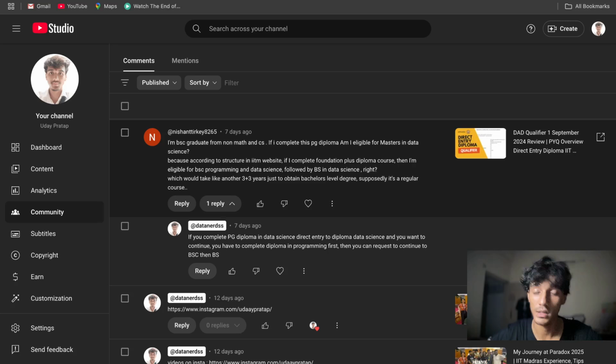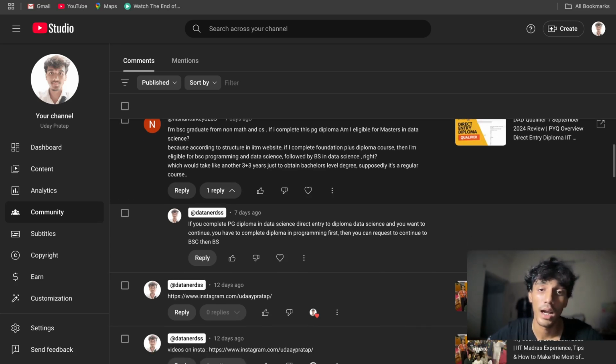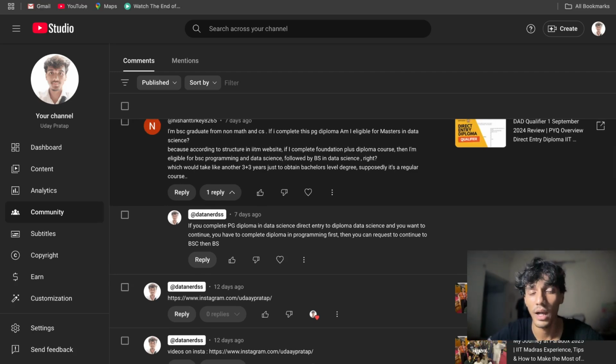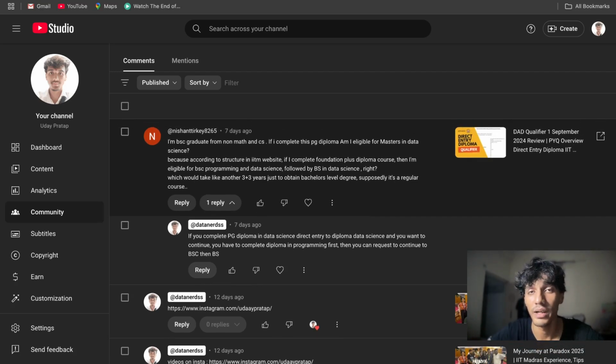That is, first complete a diploma in data science. It will take 3 terms, which is 1 year, and then diploma in programming 1 year as well, then BSc 1 year and BS. Most students complete BSc and BS in 1 term only. So you have to at least give 2 to 3 years to this, then you can do masters in data science. There is no problem in that. And if you're already a BSc graduate and you complete a PG diploma in data science, you can actually directly do master without doing BSc and BS in this program.